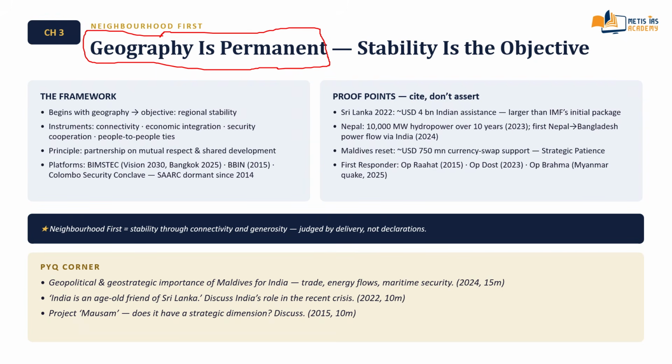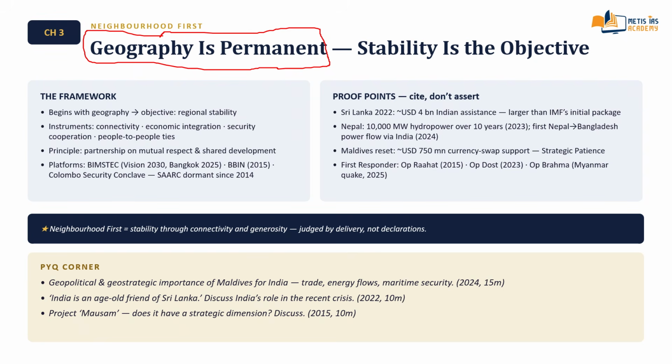Let's say, for example, political instability in a neighboring country may affect border security, migration, economic activity, or India's northeastern states. Similarly, improved connectivity with neighboring countries can expand trade, investment, tourism, energy cooperation, and regional development. So this close interdependence explains why the neighborhood occupies a central place in India's foreign policy.